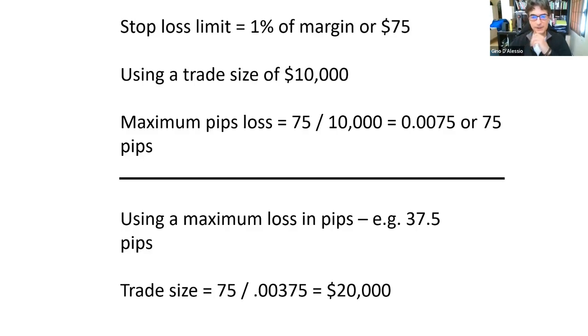It's important to understand the relationship between your dollar stop loss amount and the pips of the markets you are trading. Because if in this example my stop loss is 75 pips away, I understand that I can only trade $10,000. I can't risk more than $75 per trade. So it's important to understand this relationship to take advantage of trading in larger sizes.